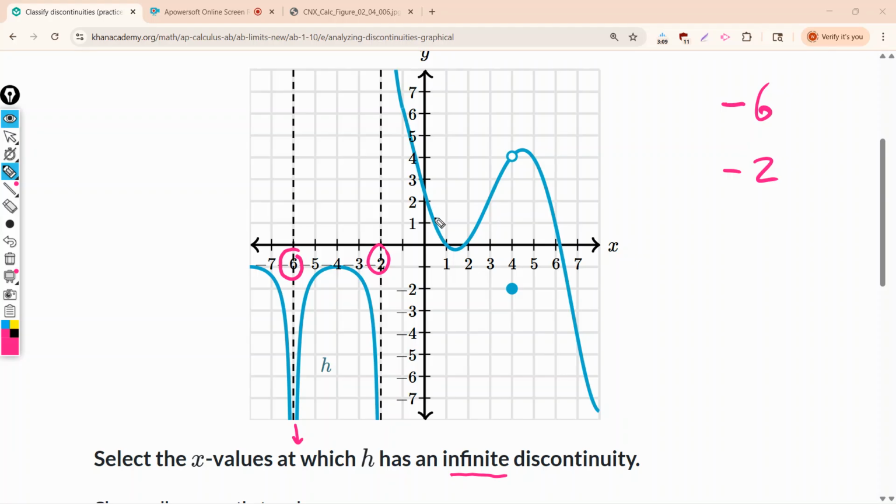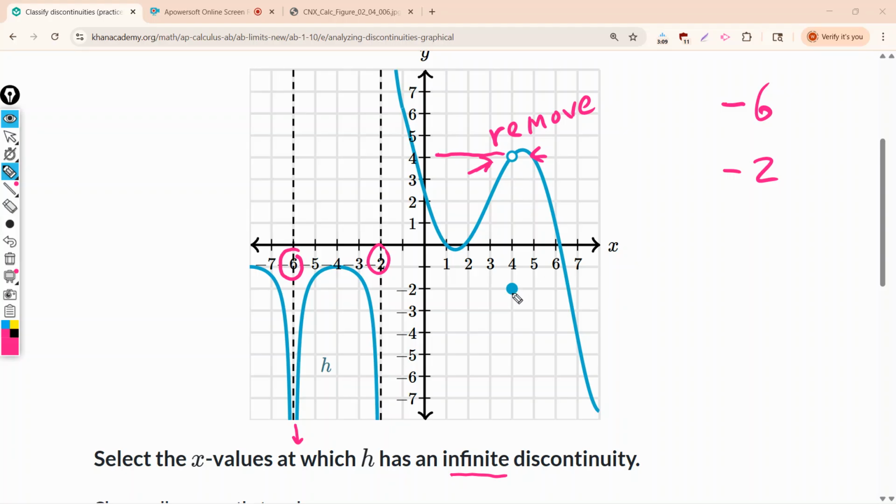And the next discontinuity traveling to the right is right here. This point is basically removed. So that one right there is going to be a removable. And how do I know that? Because not only is the point removed, but the two-sided limit exists. If you approach from the left, if you approach from the right, it's going to approach the same y coordinate. So that's not a jump, that's removed.